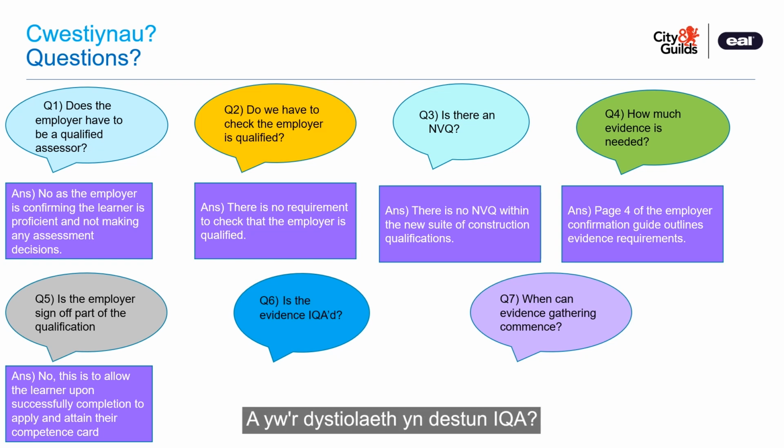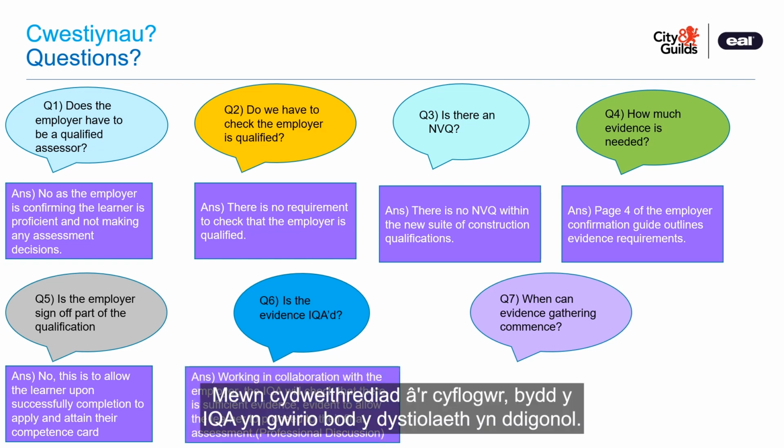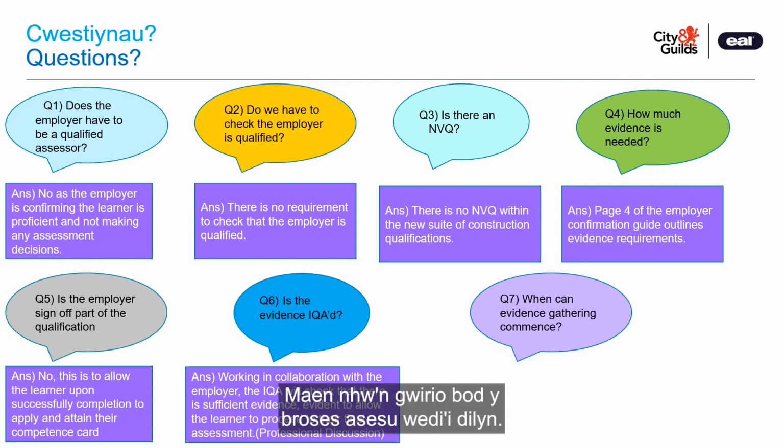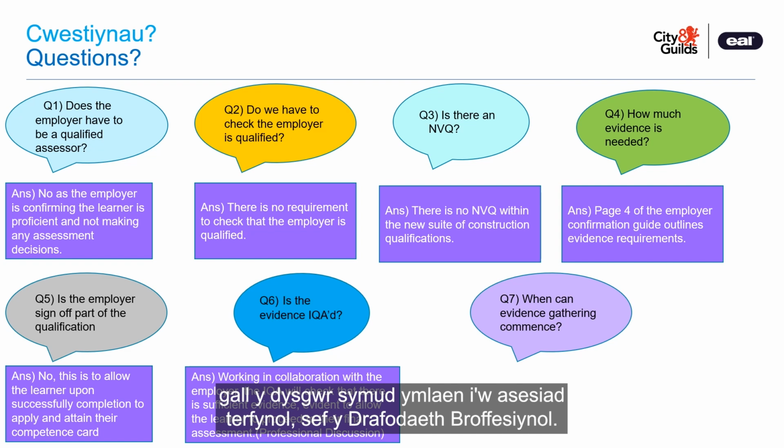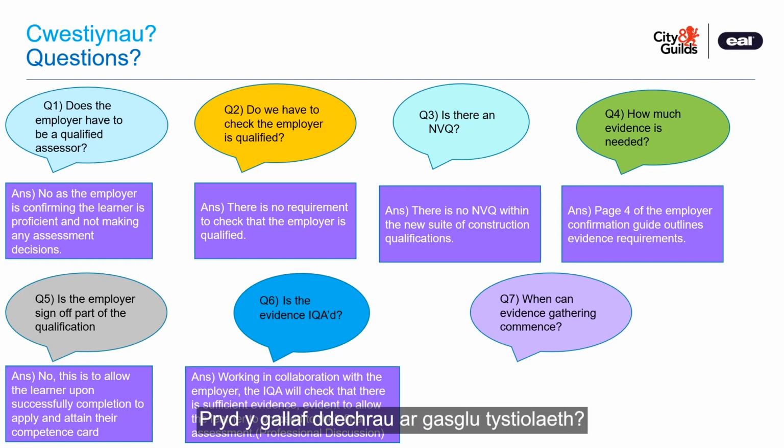Is the evidence IQA'd? Working in collaboration with the employer, the IQA will check that the evidence is sufficient. As it has done previously, they are just checking that the assessment process has been followed. Once the IQA has been complete, this will allow the learner to proceed to their final assessment, which is the professional discussion. When can evidence gathering commence?